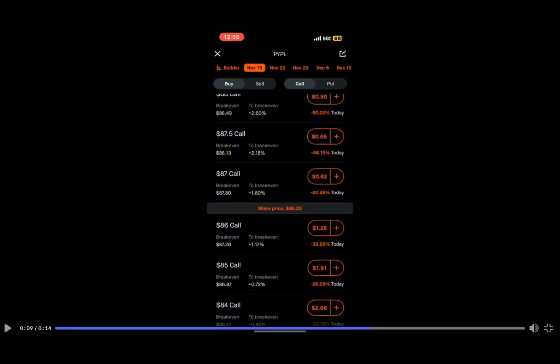When I say that, what I mean is I am buying PayPal call options in an attempt to see the share price move above $87 by this date. This is a call option. This is when I think the stock is going to go up. A put option is when I think the stock is going to go down, which we're not going to get into today because it's a lot of technicalities to start off with.